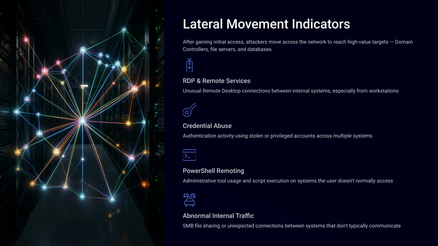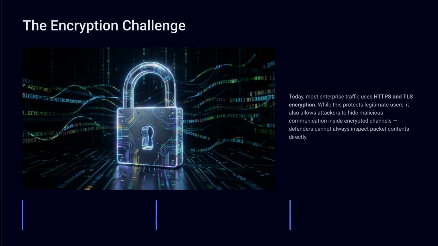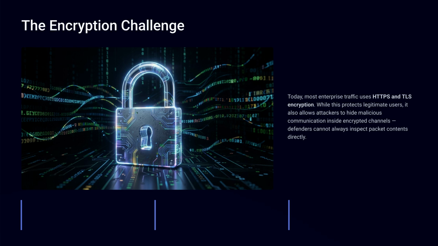Lateral movement indicators signal that attackers are moving across the network to reach high-value targets. These include unusual RDP and remote service connections, credential abuse across systems, PowerShell remoting, and abnormal internal traffic like unexpected SMB file sharing.